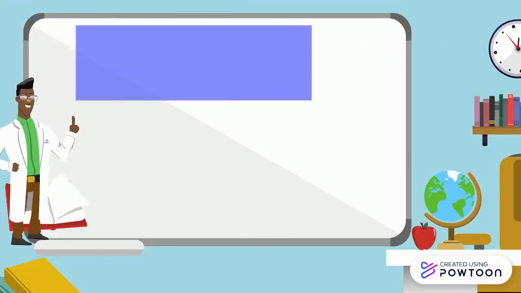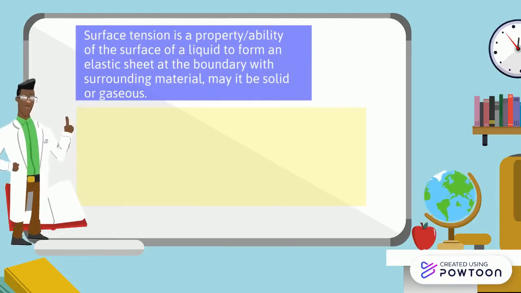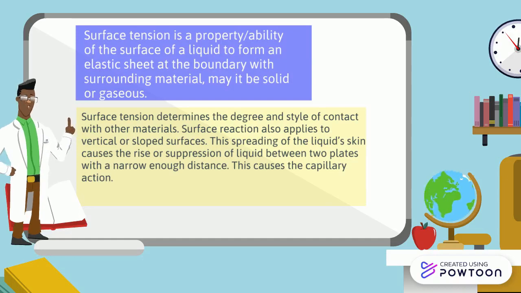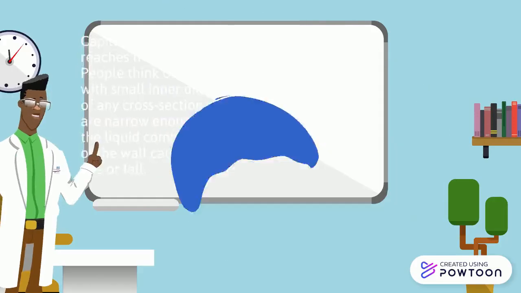Surface tension is a property of a surface of a liquid to form an elastic sheet at a boundary with the surrounding material, made by solid or gaseous. It determines the degree and style of contact with other materials. Its reaction also applies to vertical or sloped surfaces. This spreading of liquid skin causes rise or suppression of liquid between two plates with narrow enough distance. This causes the capillarity action.